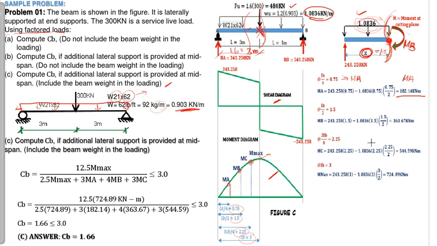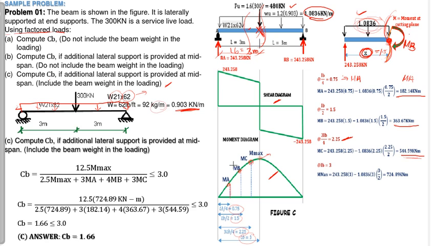That is equal to 363.67 kilonewton meter. That will be our MB. So, for our MC, parehas pa rin yung gagawin natin. This time, at X is equal to 2.25. Parehas pa rin yung pagkuha ng MC natin. That is equal to 544.59.